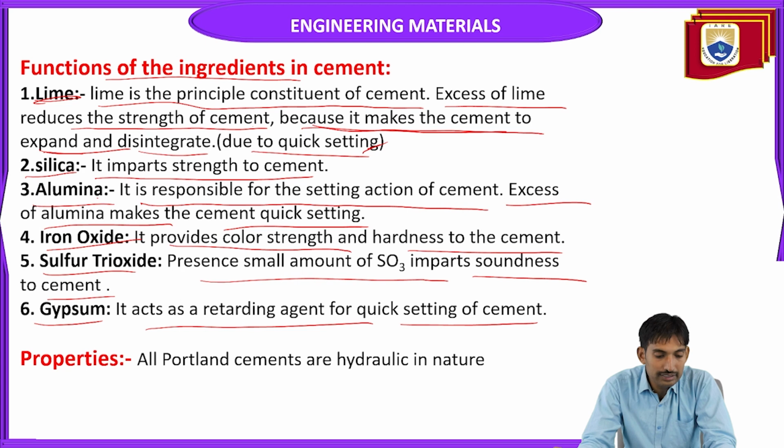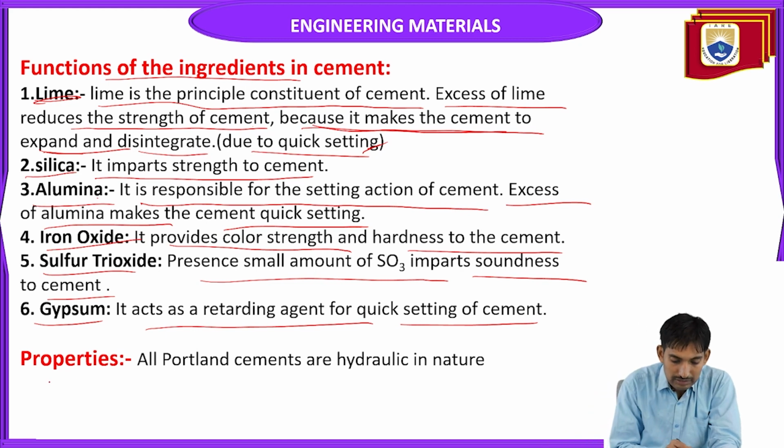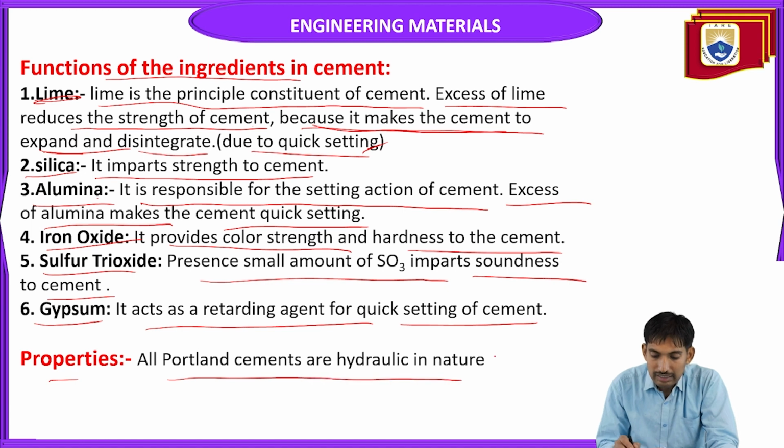The fourth ingredient is iron oxide. It provides color, strength and hardness to the cement. The next one is sulfur trioxide. Presence of a small amount of sulfur trioxide imparts soundness to the cement. The next ingredient is gypsum. It acts as a retarding agent for quick setting of cement. The properties: all Portland cements are hydraulic in nature.